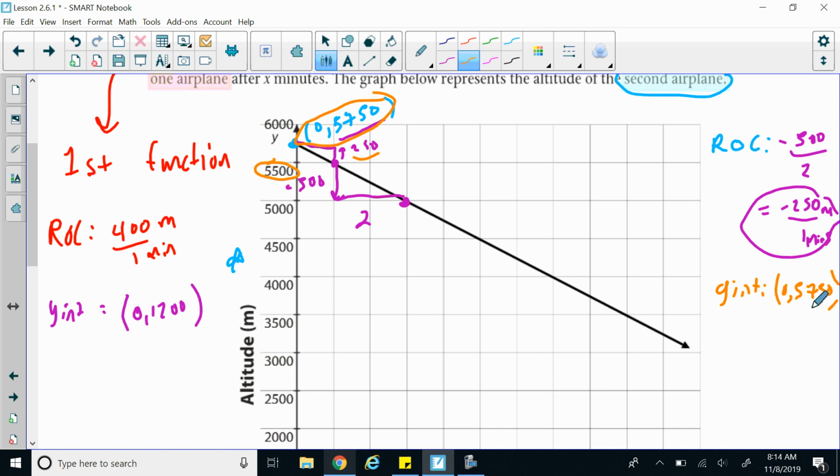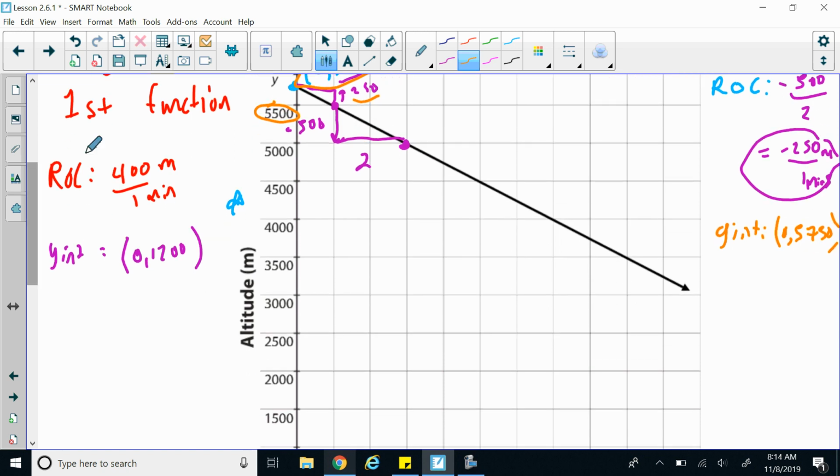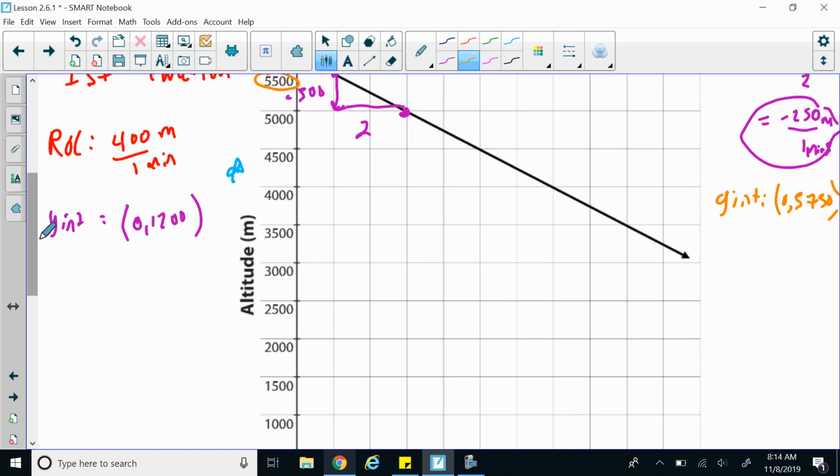So anyway, all right, we have a rate of change for our first function and our y-intercept. We have a rate of change for our second function and our y-intercept. So let's compare. Now, quickly comparing them while we're looking at them, the rate of change 400 over 1 and negative 250 over 1. This is greater. So your first function has a greater rate of change. This one is greater.